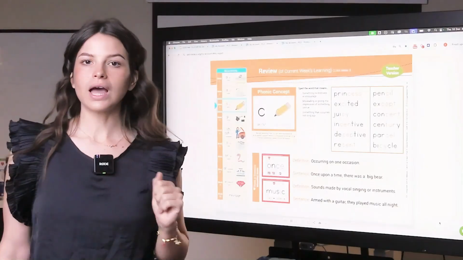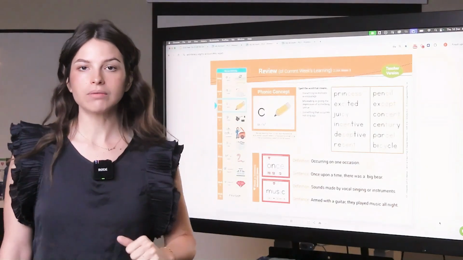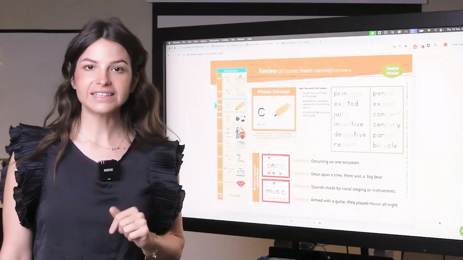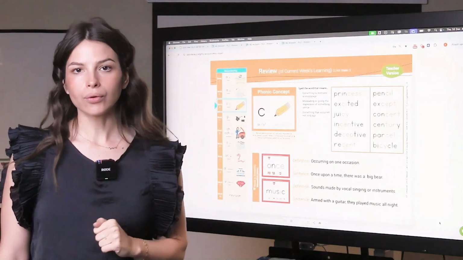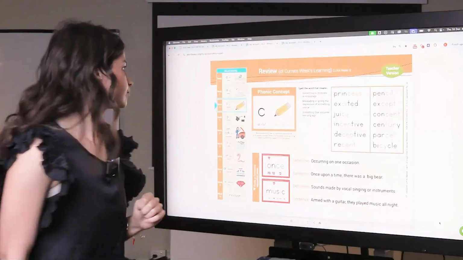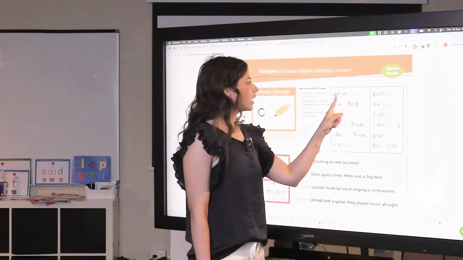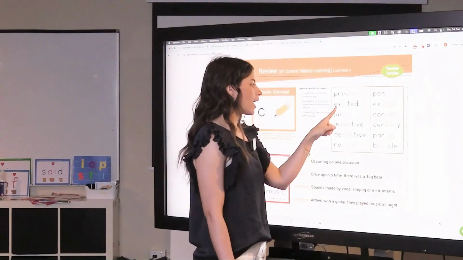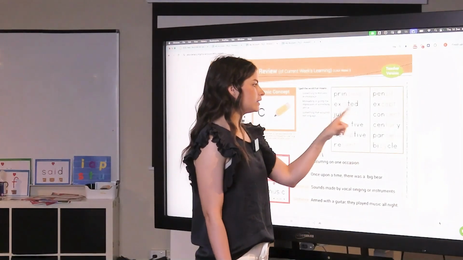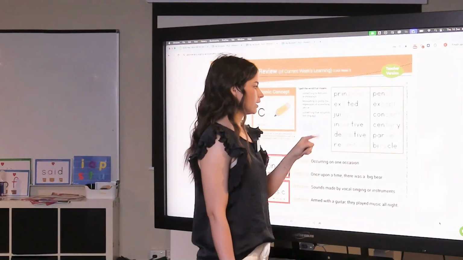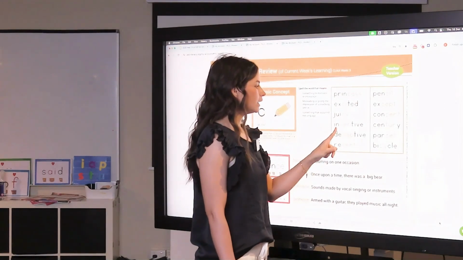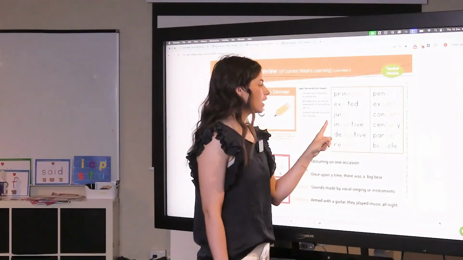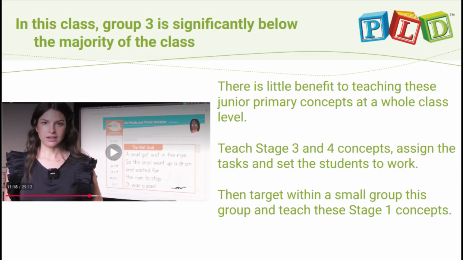In the next word list, we are learning that this sound can be represented by the letter C as in pencil. We're going to read through the first 4 words together. Princess, princess. Excited, excited. Juicy, juicy. Incentive, incentive.